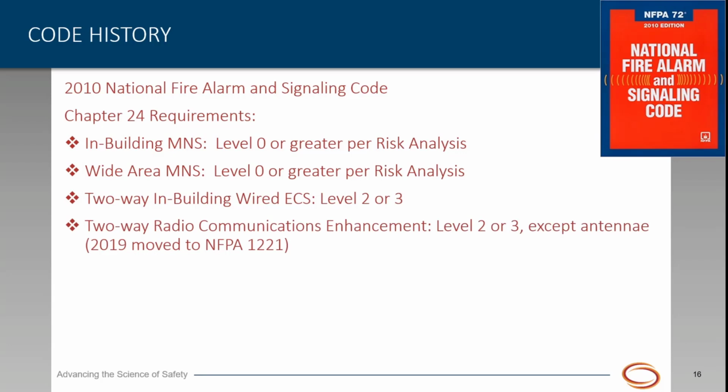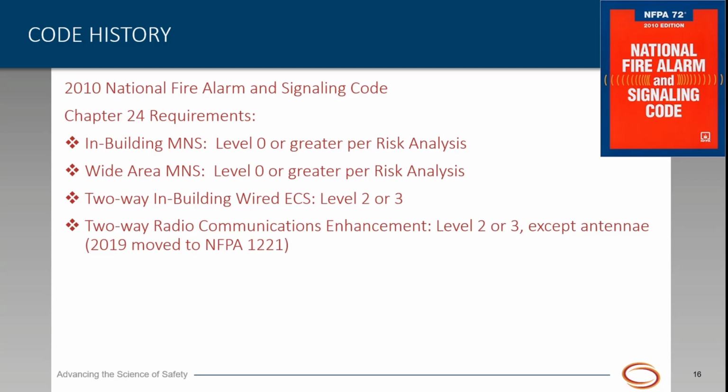If you have a two-way radio communications enhancement system, sometimes called BDAs or DAS, or they go by other names, you need a level 2 or 3 except for the antenna portion of that system. Now, it's important to note that in 2019, all of these requirements for radio enhancement systems were moved to NFPA 1221, which now has jurisdiction over those systems, and they control the survivability code requirements now.